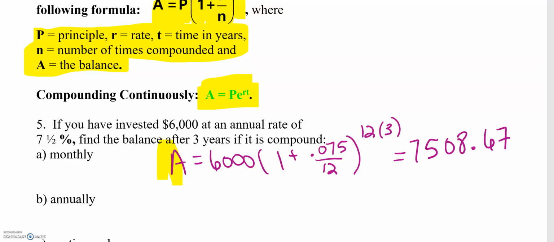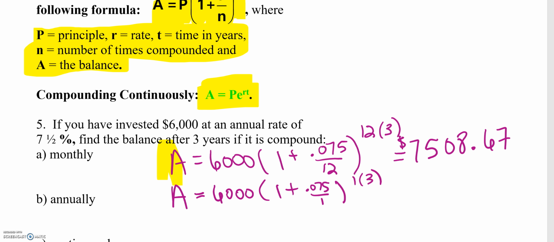Now the more you compound, the more money you make. So in this one, we're compounding monthly, so 12 times. For example, B, we're compounding less. We're compounding annually, so that's only 1 time per year. So same formula, 6,000, 1 plus 0.075 divided by 1, which we don't really need that 1, but I'm just showing you there for a placeholder, to the power of 1 times 3. So plug that in. The first equation gives us 7,500. This one should be less, and it is. It's $7,453.78.